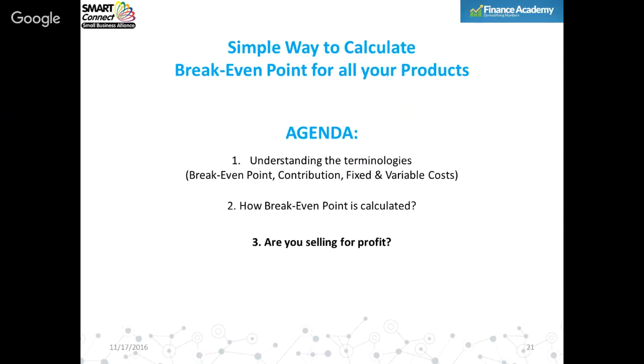You're not very clear. I'm sorry to say this, but business is either one or zero. Either you're making profit or you're not making profit. It's black or white. You shouldn't be in the gray area. Now let me emphasize on this particular point.